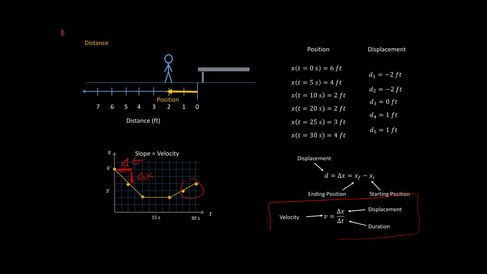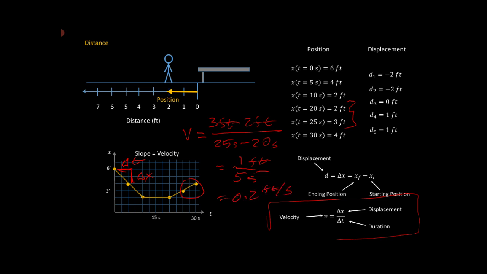So again, we didn't do this one previously, so that's v is equal to, let's try these two, 3 feet minus 2 feet over 25 seconds minus 20 seconds. So that's 1 foot over 5 seconds, which is 0.2 feet per second. So that's the speed going there. So that's actually the velocity because it's got a sign associated with it. If it's minus 0.4, it's the velocity.